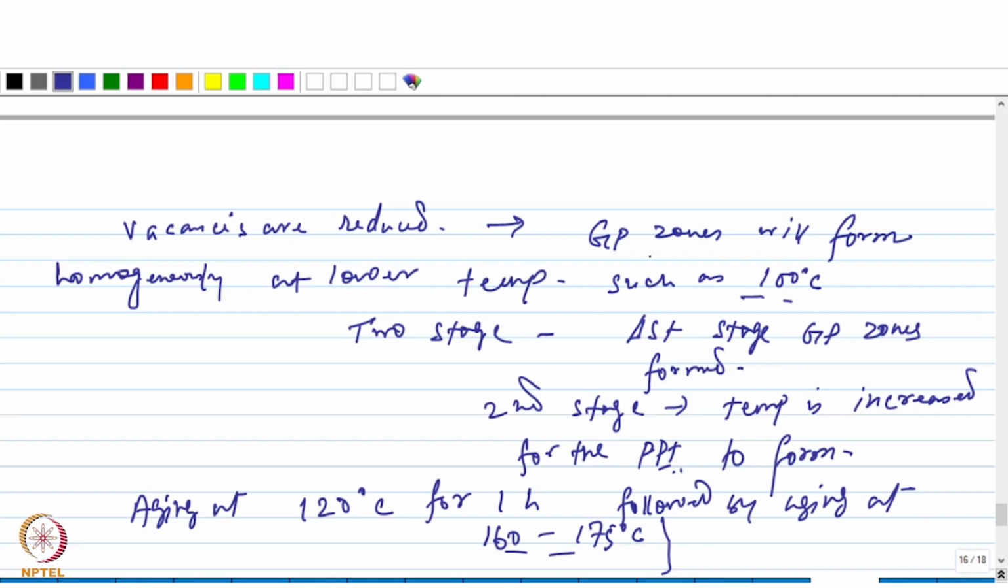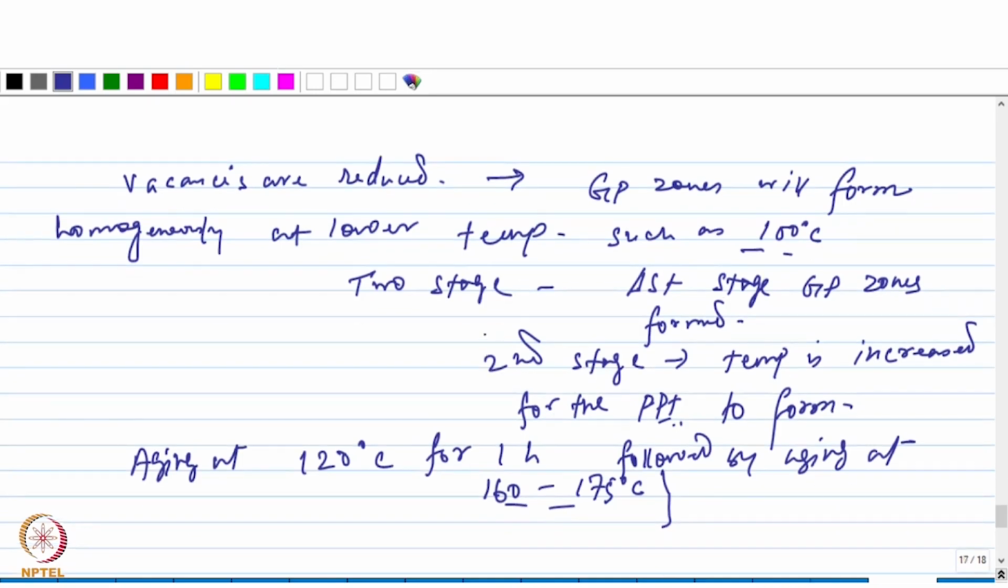And now that the GP zones have already formed, there is no difficulty for the formation of the eta prime precipitates all over the place uniformly. So that's the objective of having this two-stage aging process in this set of alloys. We are going to continue on this, and now let us have a look at some of the alloys in this particular series and their properties as well.